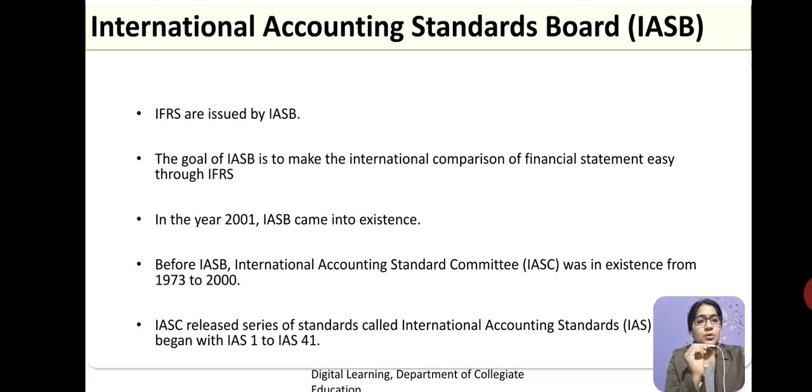Okay, so IASB came into existence in the year 2001. Before IASB, we had something called as IASC, International Accounting Standards Committee. They operated from 1973 to 2000. And IASC had released accounting standards which was called as IAS, that is International Accounting Standards, and they had IAS 1 to IAS 41. So what are these IAS 1 to 41? We'll see the list later.